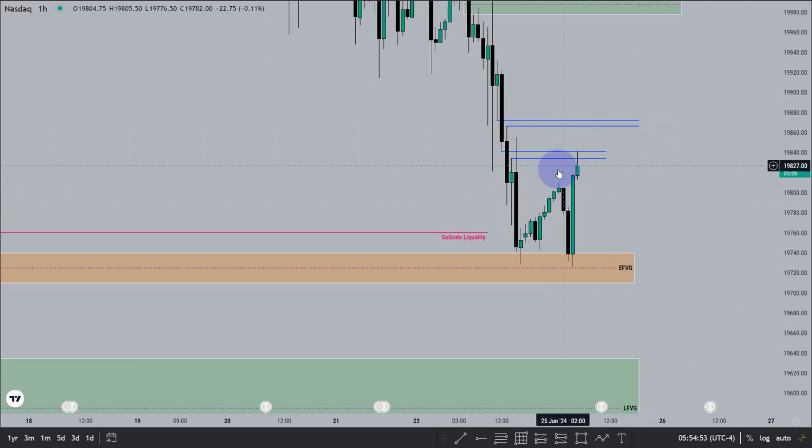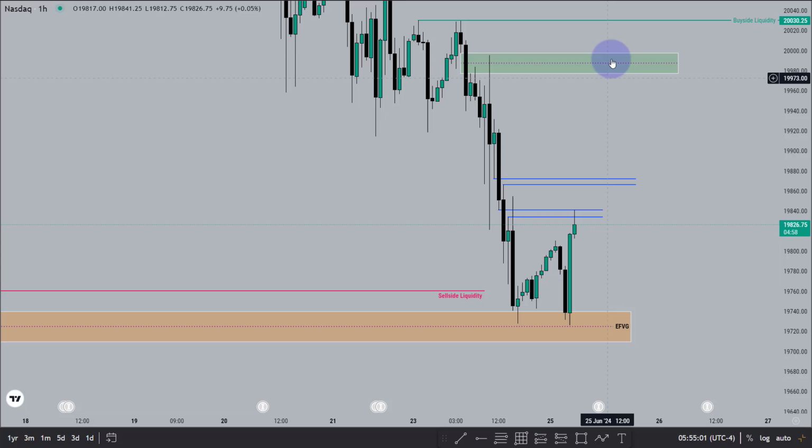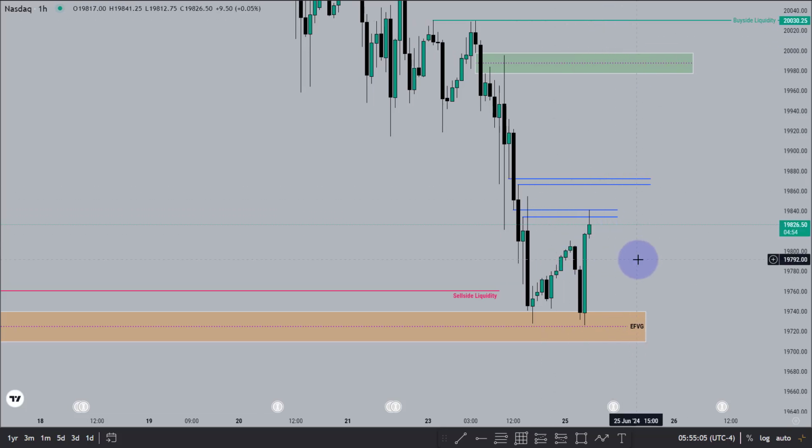That is also important. Right now, the market is trading over here. Still, the market has made this bullish fair value gap. I believe that the market will tap to this bullish fair value gap, then it will keep going higher for this buy side liquidity. That is my expectation so far.